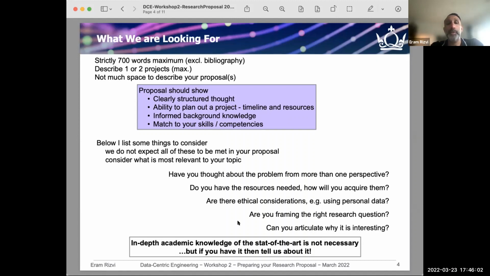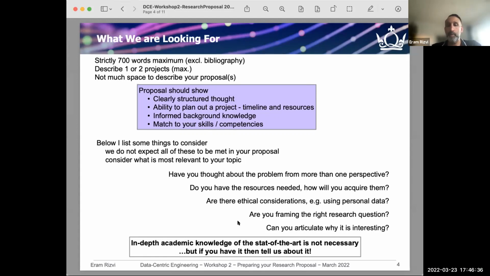So what you need to show us is clearly structured thought, the ability to plan out your project in terms of timeline and resources, how informed you are regarding the background knowledge. And then what you should always try and do is match the proposal to the skills and competencies that you have, right? So there's no point proposing a research proposal in advanced software engineering, for example, if you really have no expertise here, right?